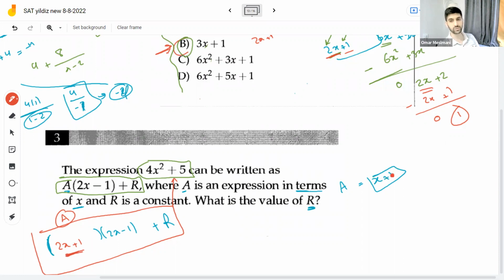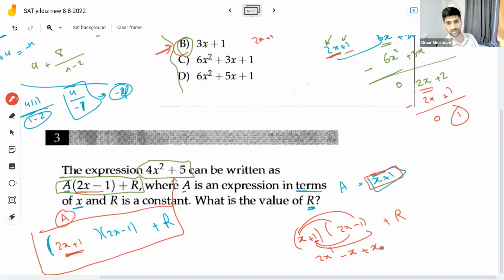Why? Because if you choose, as an example, a as x plus 1 and you multiply it by 2x minus 1, and then there is an r, you multiply x by 2x, which gives 2x squared. x by minus 1 gives minus x. 1 by 2x gives plus x. And then 1 by minus 1 gives minus 1. Here you will still have an x, which is 3 terms, and that's incorrect.